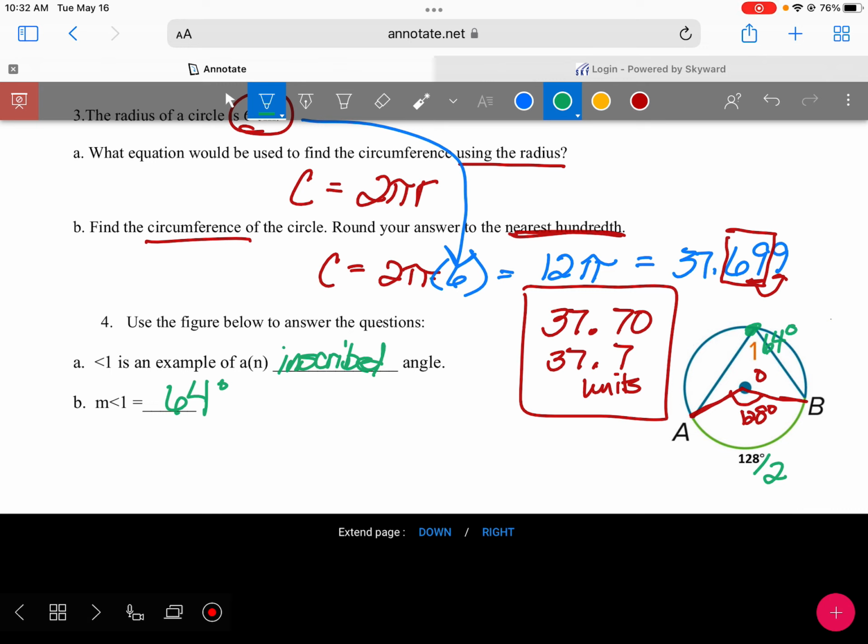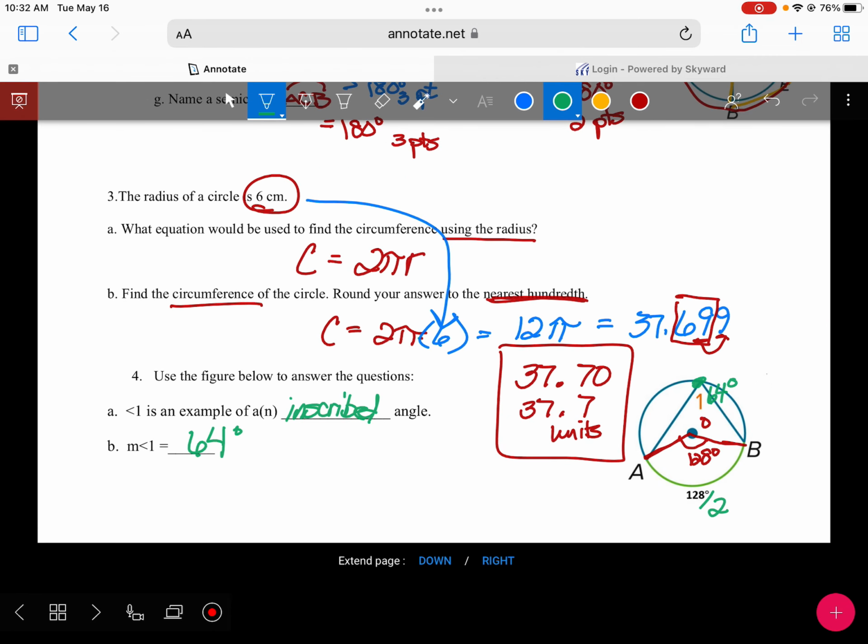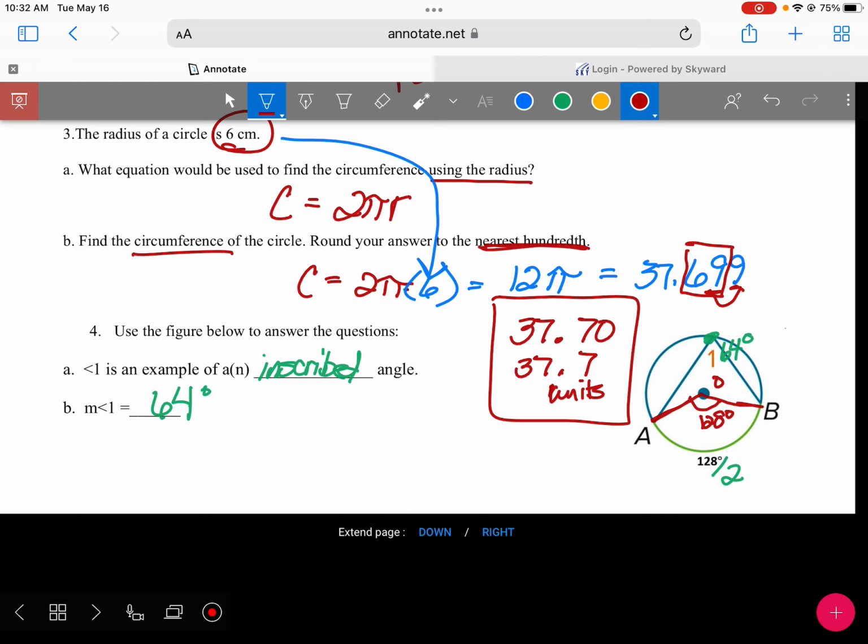Like for B, you put units. It was supposed to be centimeters. Does it say 6 centimeters? Yes, you're right. You can have some candy. Catch me on the way out. No.